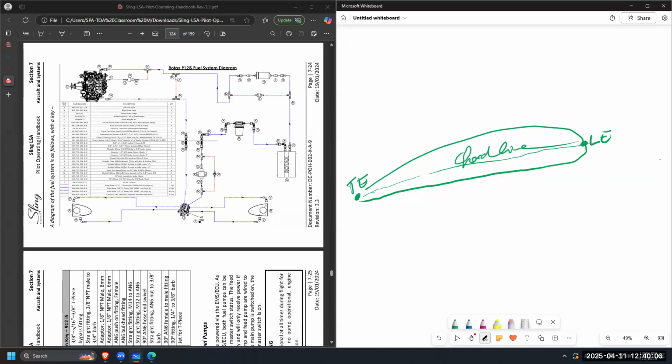So the relative wind is coming like this. Where is this so-called angle of attack? It's between that chord line and the relative wind. Yeah.